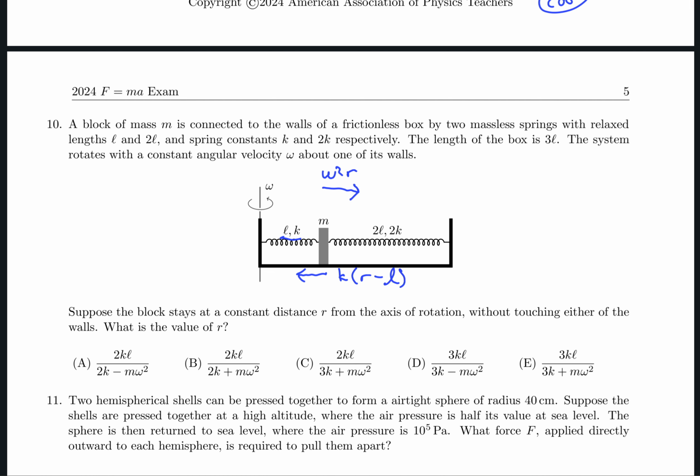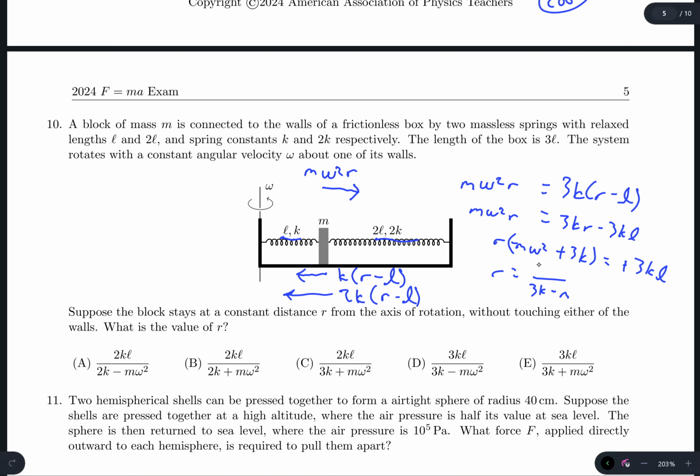R equals L over 3k minus, wait, 3kL. So this is plus 3kL. So R equals 3kL. I just noticed that the units weren't working out. So when I distributed this, I had to distribute the 3k to both. R equals 3kL over 3k minus m omega squared.